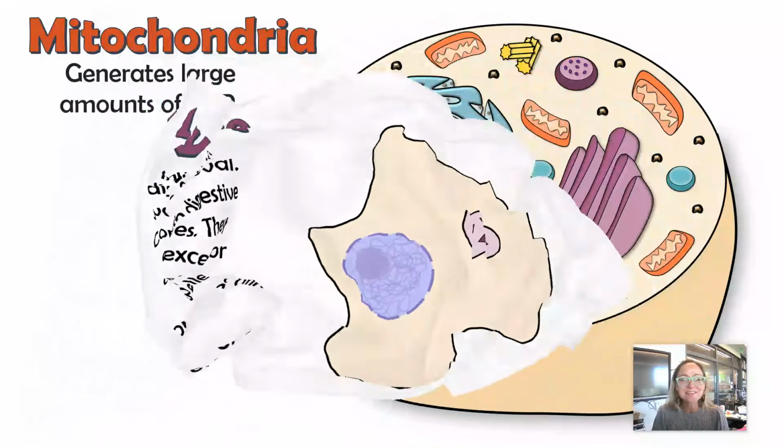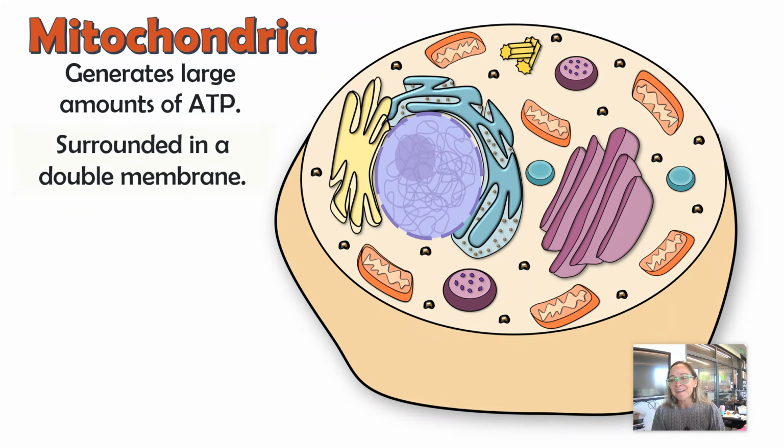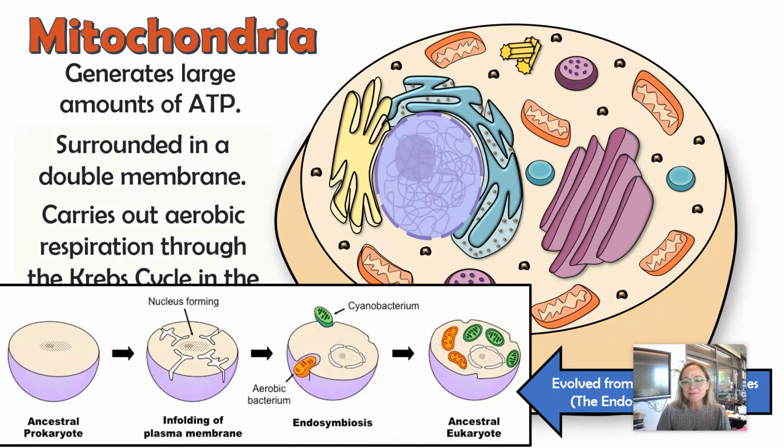All right. So now let's go ahead and talk about two energy-producing organelles. We have the mitochondria. Now, the mitochondria generates large amounts of ATP. Hopefully, in your biology class, you'll have a whole unit on cellular or aerobic respiration. They're also called the powerhouse of the cell. They are a cool organelle that has a double membrane, and they carry out aerobic respiration in different regions of the organelle. Now, if you're in AP Bio, you'll also learn that the mitochondria evolved by a process called endosymbiosis, which is a whole separate video.